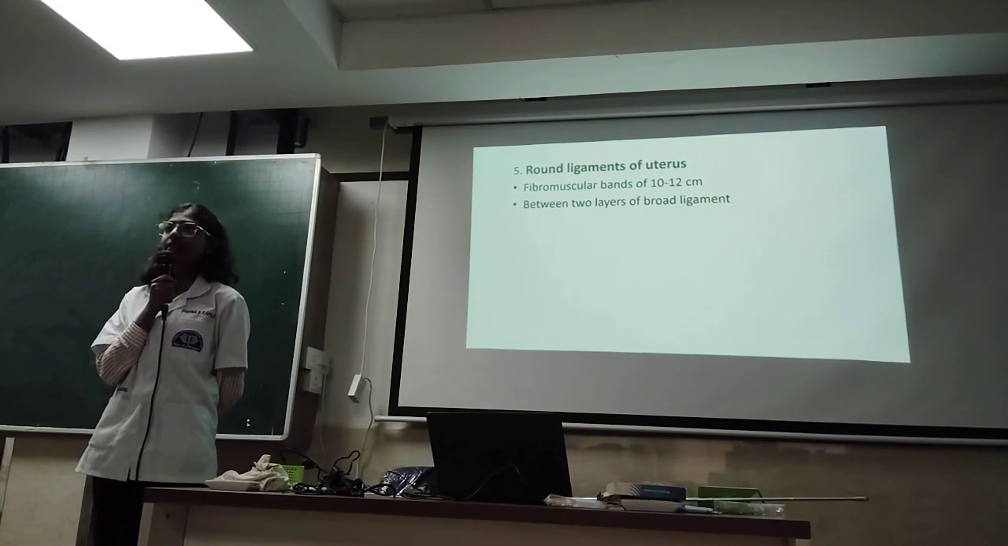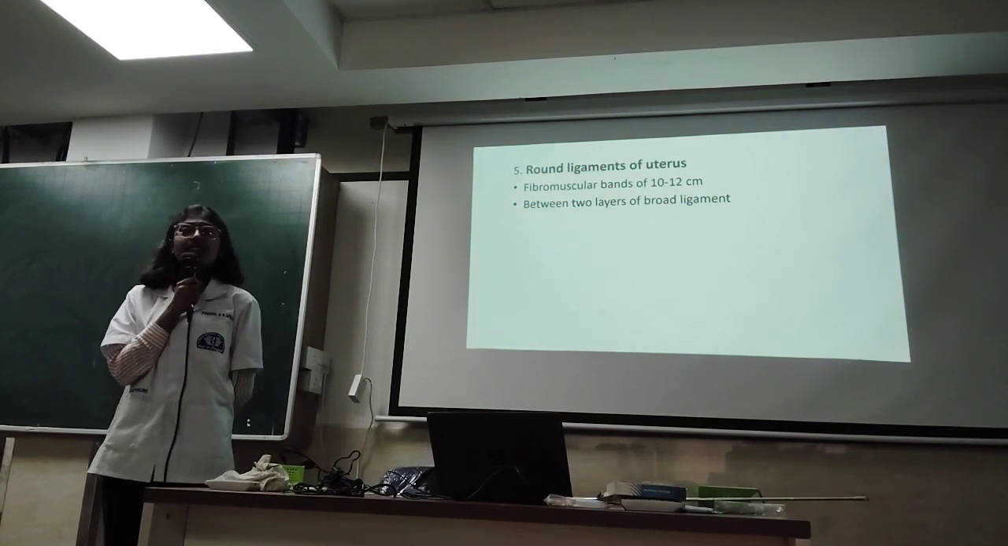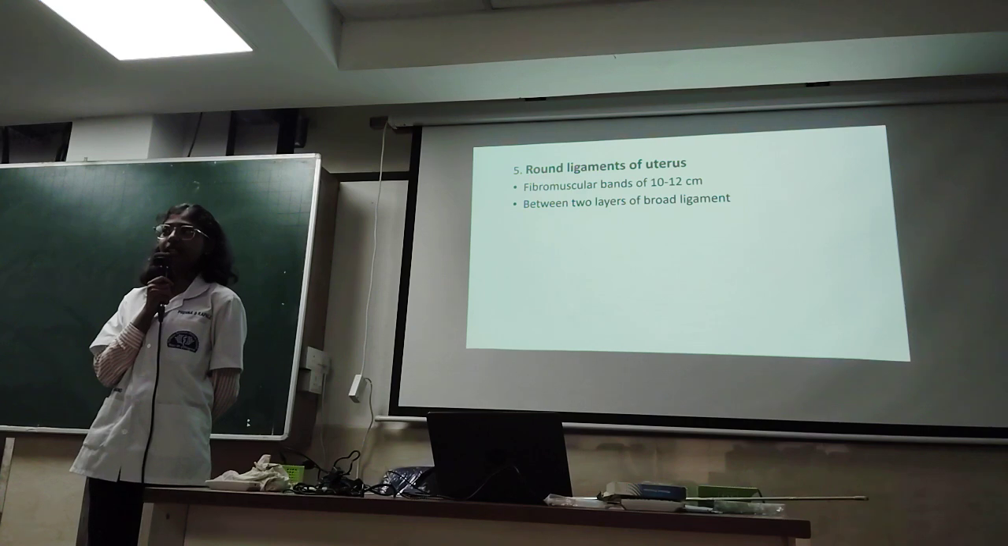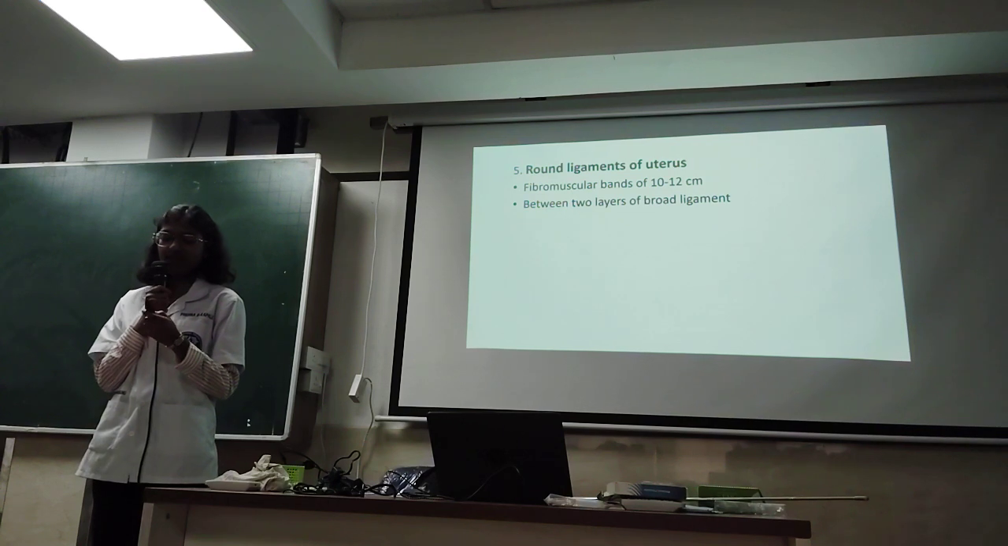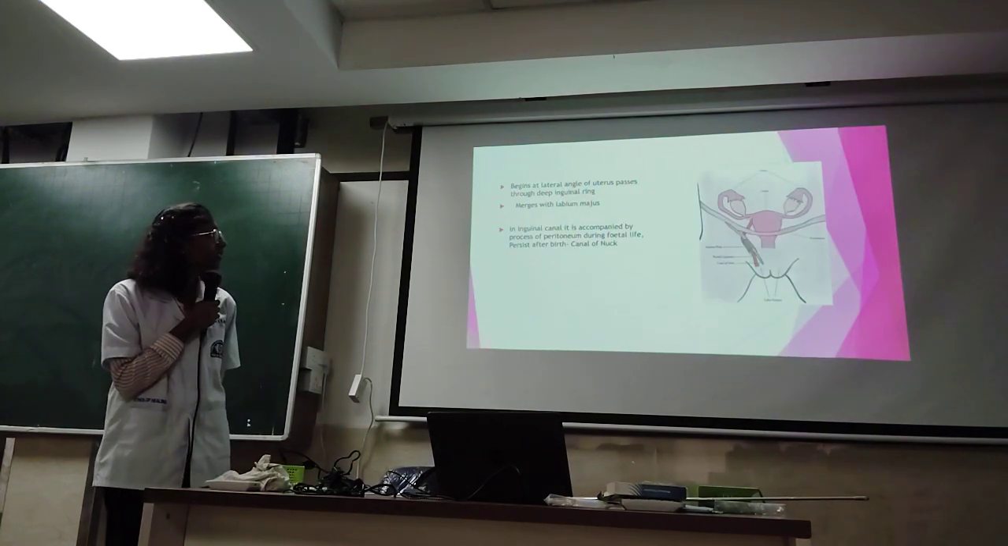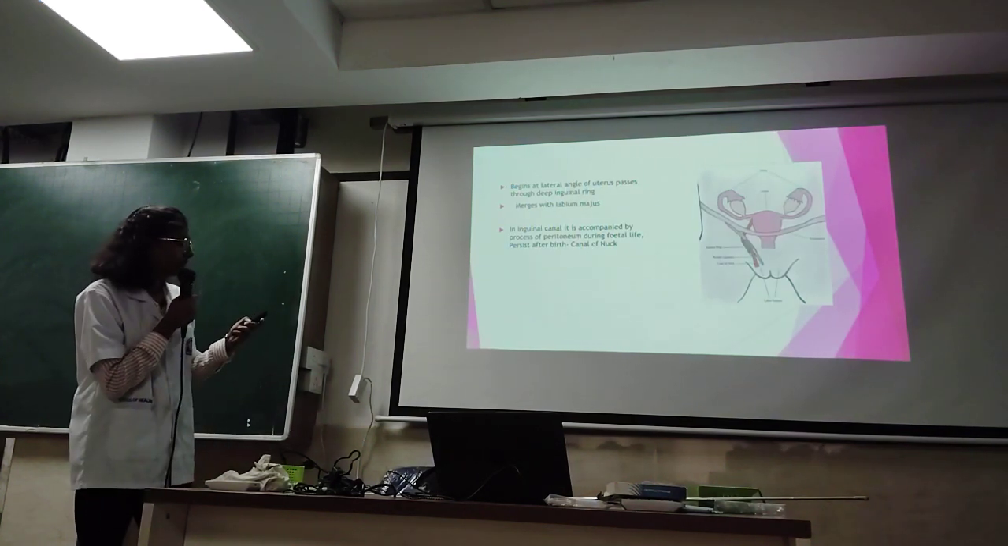Lastly, the round ligaments of the uterus. These are fibromuscular bands of length 10 to 12 centimeters, and these ligaments pass between the two layers of broad ligaments.